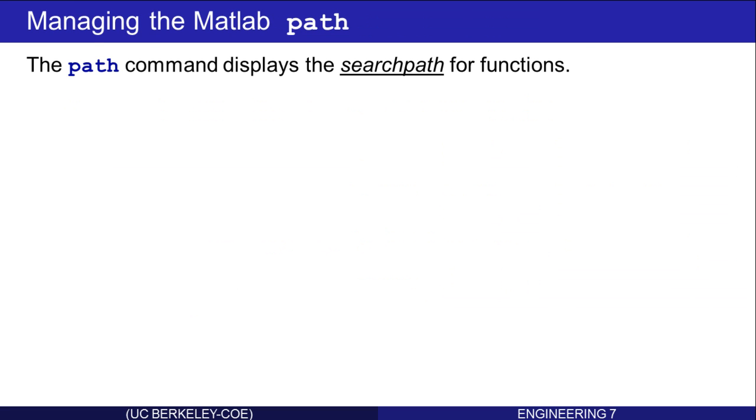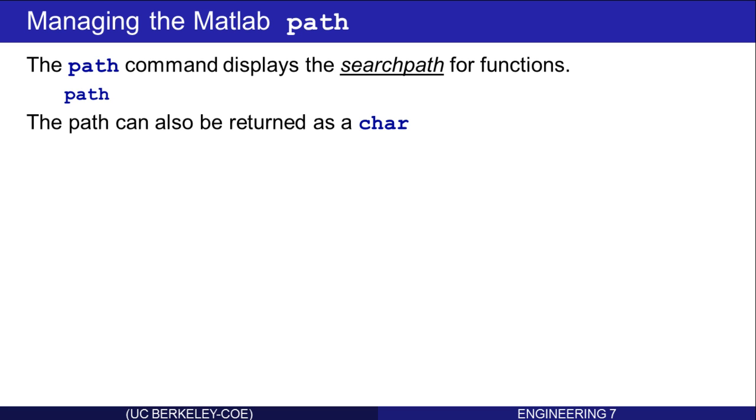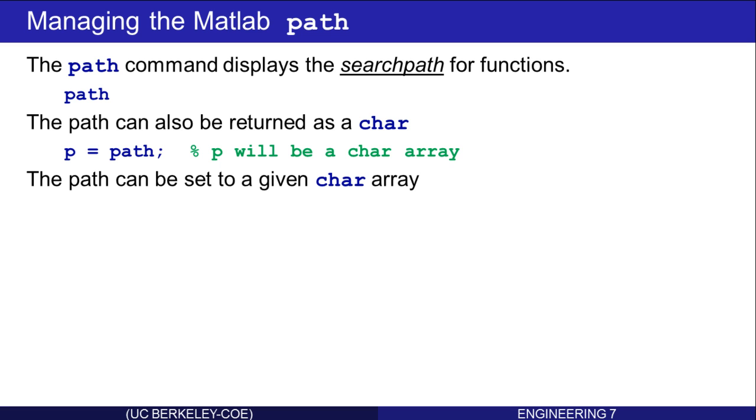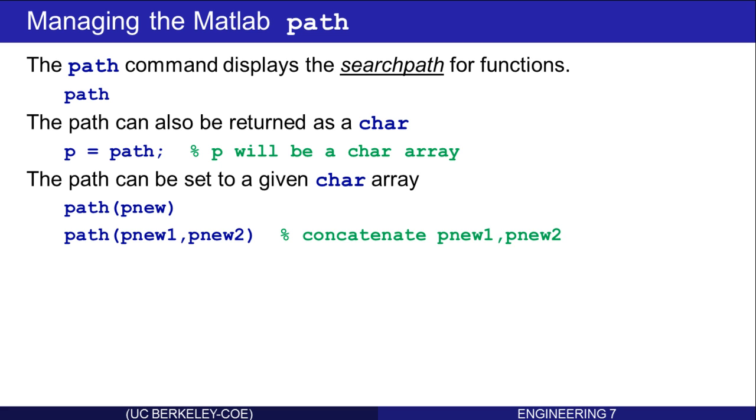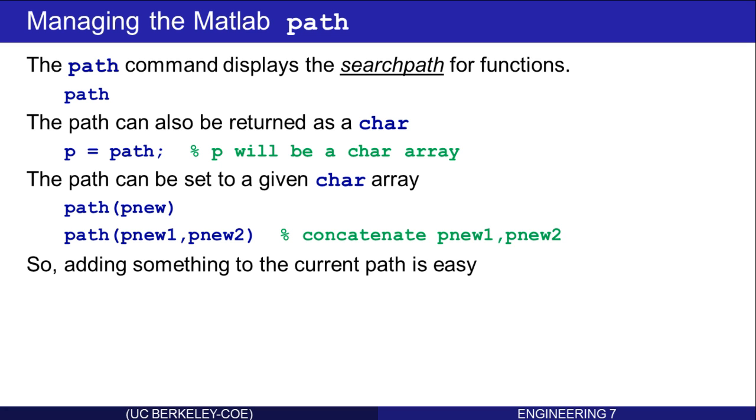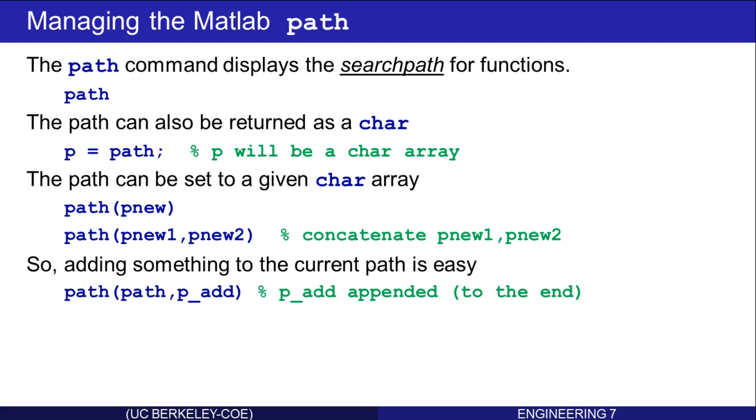There are some tools for managing the MATLAB path. The command path displays the search path for functions as a long character string. The path is returned as a char array by calling the path command with an output argument. Path can be set by passing a character array to the path command. The character array would list all the folders in the order in which they're supposed to be searched. Path arrays can be concatenated so that adding something to the current path is very easy.